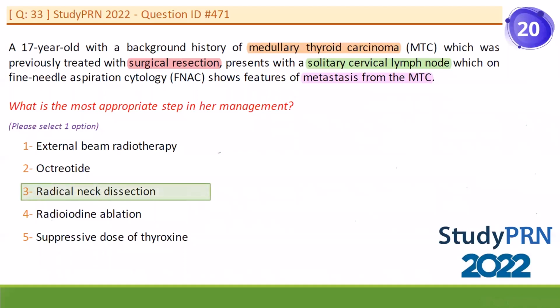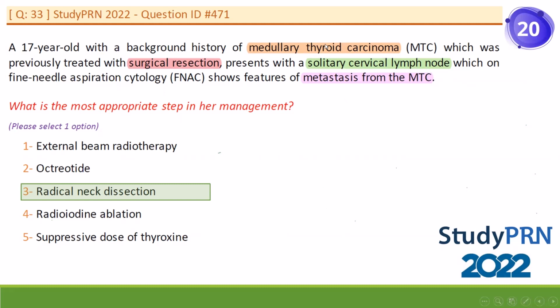Even if there is a recurrence in the thyroid bed, how to manage it? Actually by surgery. But if surgery is not available or is contraindicated, external beam radiotherapy is an alternative therapy. But don't forget that radioiodine ablation and suppressive dose are not appropriate in medullary thyroid carcinoma. So radical neck dissection is the best option in the management of solitary cervical lymph node metastasis from medullary thyroid cancer. This is a question from a previous exam, 2022.